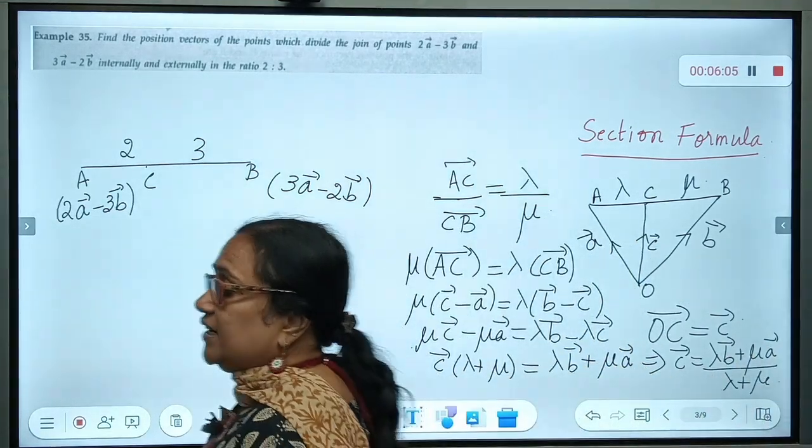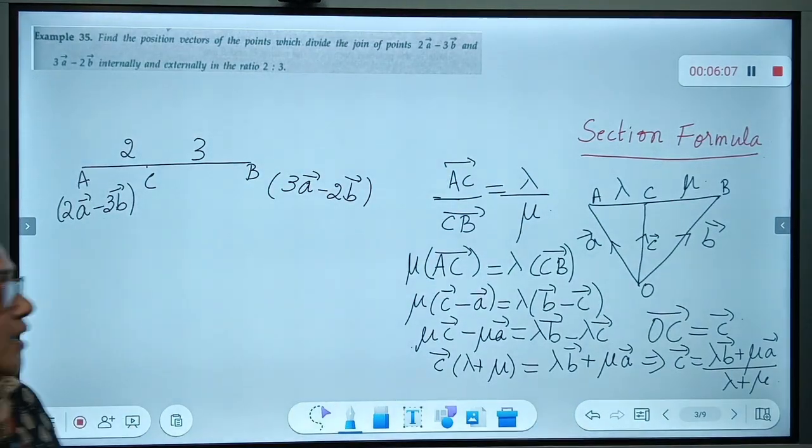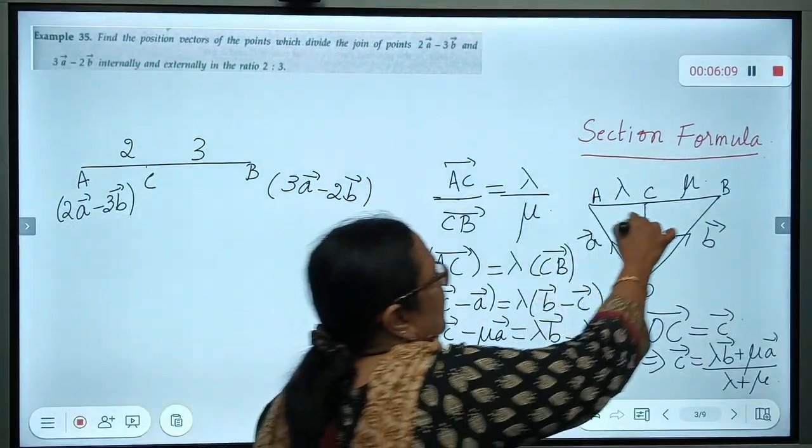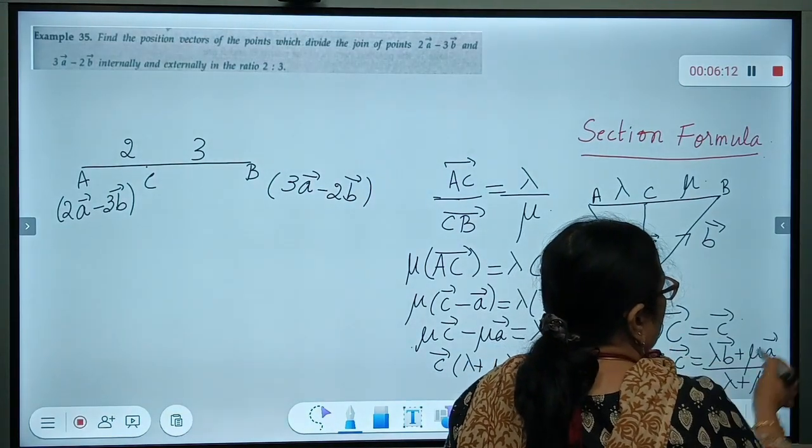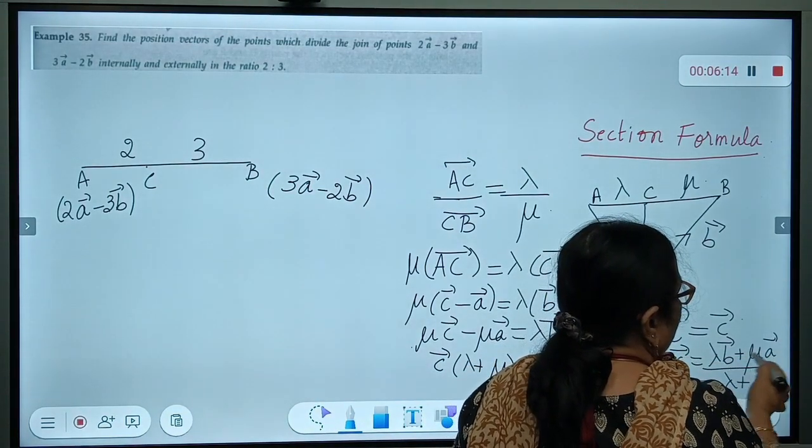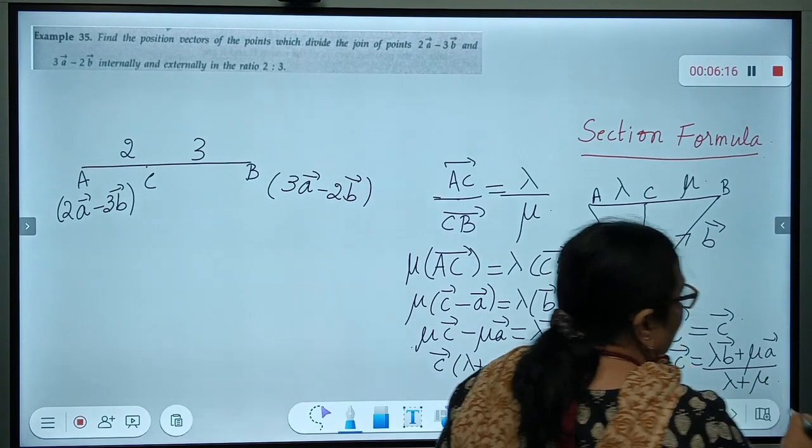This is when C divides internally. If it divides externally, if C were outside AB, then you know that this will become lambda B minus mu A divided by lambda minus mu.